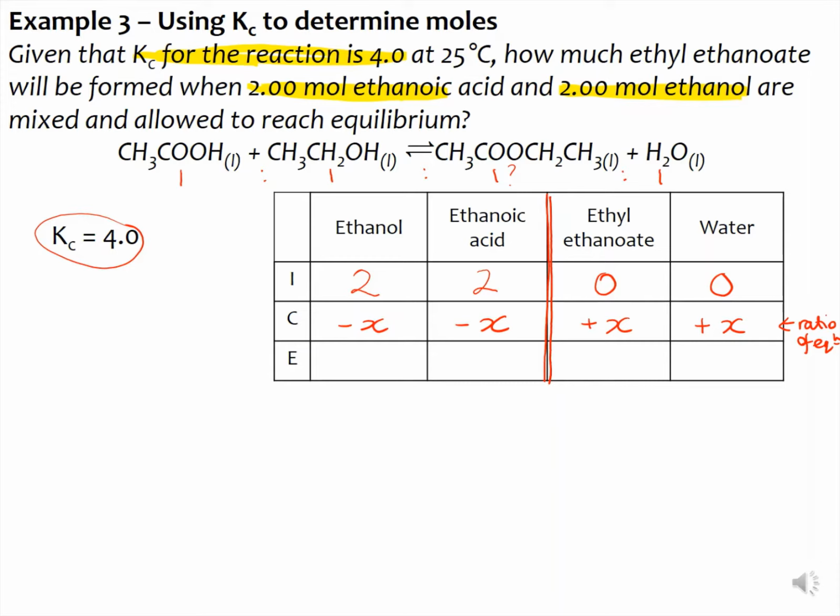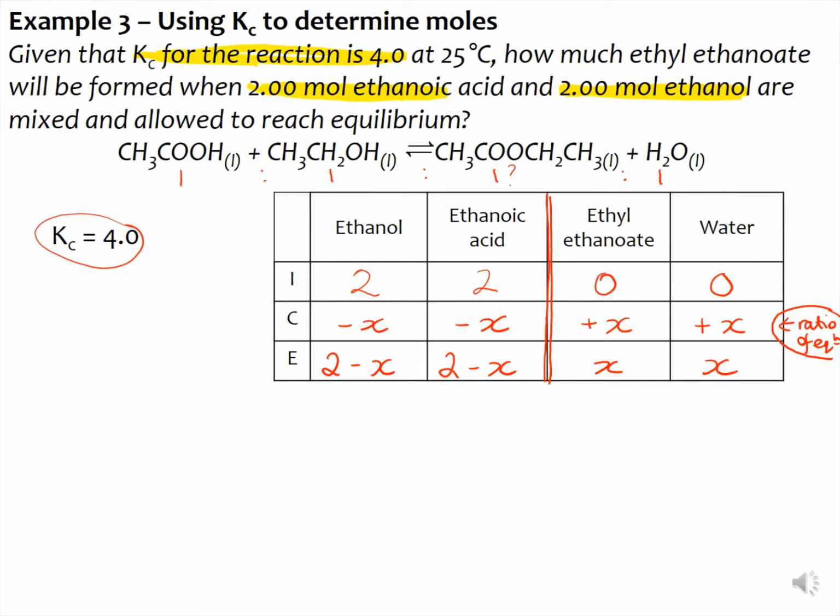So ethanol has decreased by x. So at equilibrium, there will be 2 minus x moles left. For ethanoic acid, there will be 2 minus x moles left. And how much ethyl ethanoate will we have at equilibrium? Well, we had 0 to begin with, and it's gone up by x. So we'll have x moles at equilibrium, and we'll have x moles of water. Now, this might look a little bit strange to begin with, but as I said, x is our unknown, and this bit is important. As long as we have the ratio of the equation in the change row of the table, then we're okay.